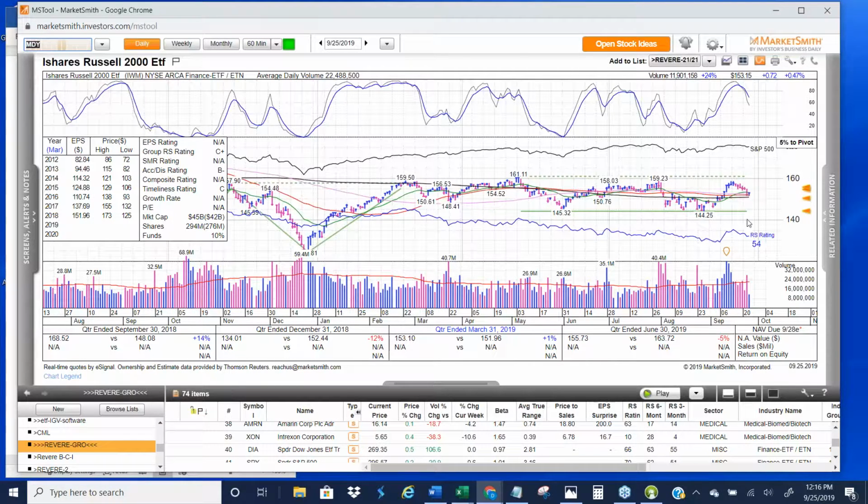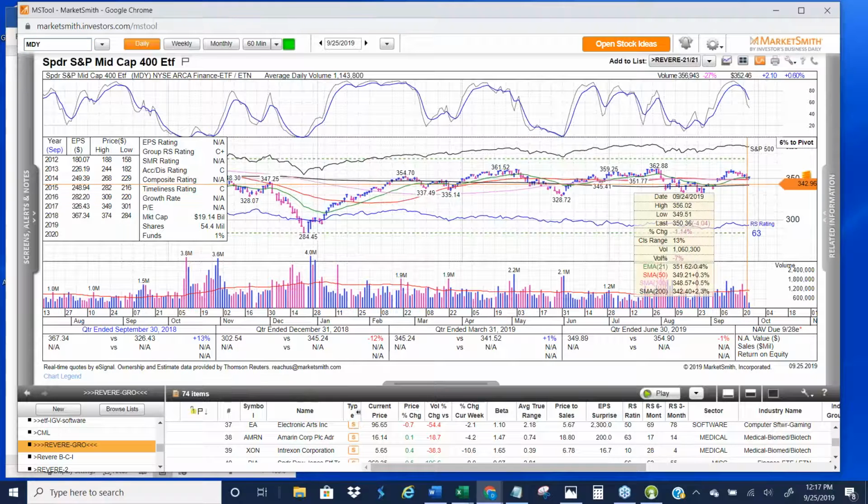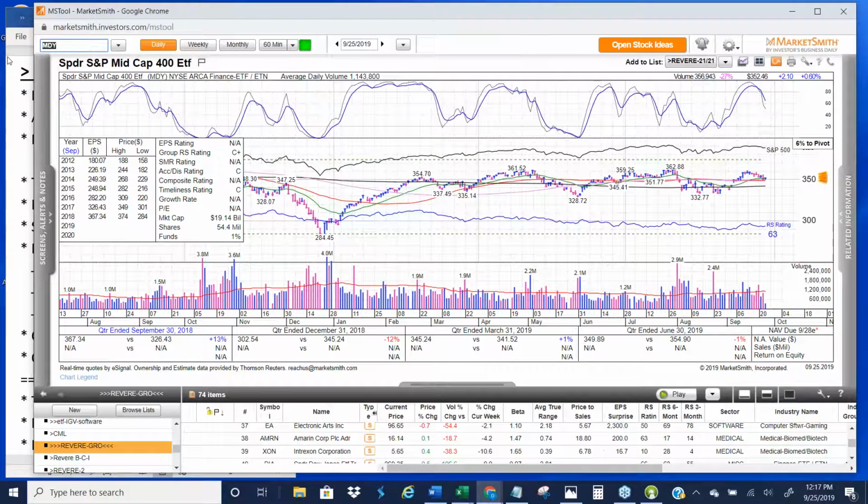And finally, mid caps. This is MDY. Same situation, a little more healthy than small caps, holding the 50-day moving average above the 200-day moving average, and 350 is a key area for mid caps, which was undercut yesterday, reclaimed it by the close, and now getting back above the 21-day exponential moving average.